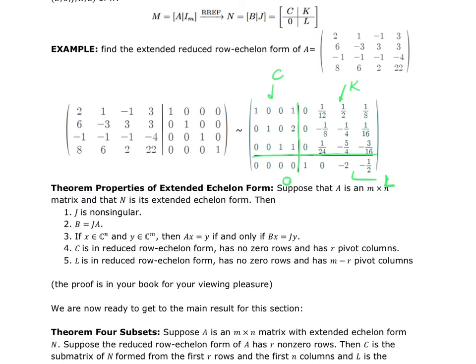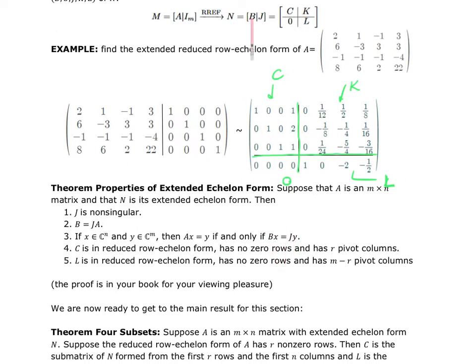That leads us to the next theorem that says, suppose A is an n by n matrix and N is its extended row echelon form. Then J is non-singular. B is equal to J times A. If X is a vector in the complex numbers with n entries, and Y is a vector of the complex numbers of m entries, then if I take my matrix A, multiply it by my X vector, I will get the Y vector, if and only if my B matrix multiplied by X must equal my J matrix multiplied by Y.